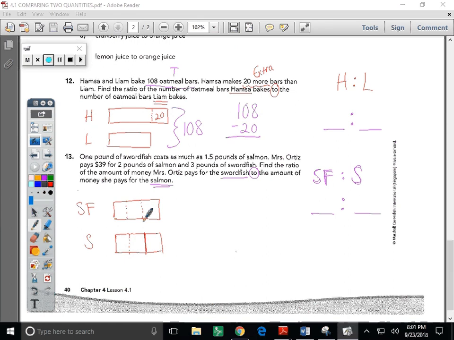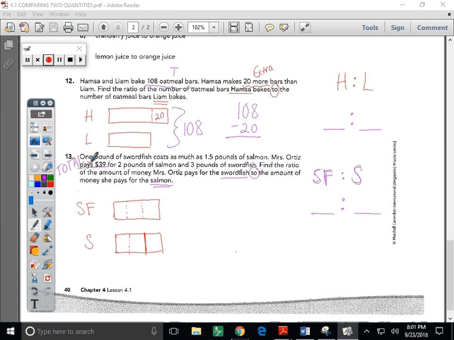Well, the second sentence comes into play right now. Mrs. Ortiz pays $39. Ooh, I just saw something. I like to underline this one. That sounds like a total. But I can't get the T to right. I just found a total for everything she's going to buy. I'll save that for in a little bit.